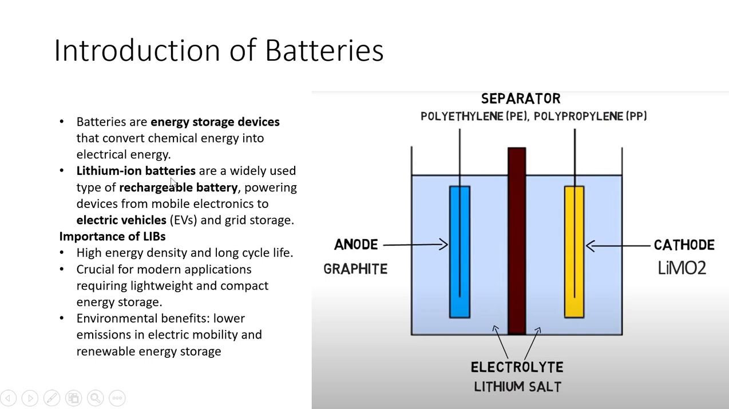The lithium-ion batteries are a widely used type of rechargeable battery, powering the devices from mobile electronics to the electrical vehicle and the grid storages. The importance of lithium-ion batteries: it has the high energy density and the long cycle life. It is crucial for the modern applications requiring lightweight and compact energy storages. It has some environmental benefits such as the lower emission in electrical mobility and the renewable energy storages.